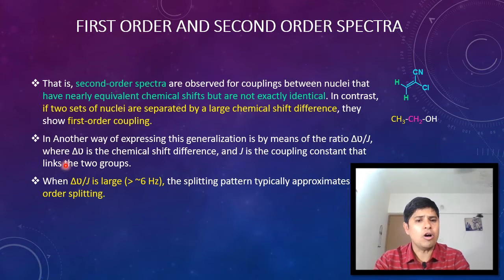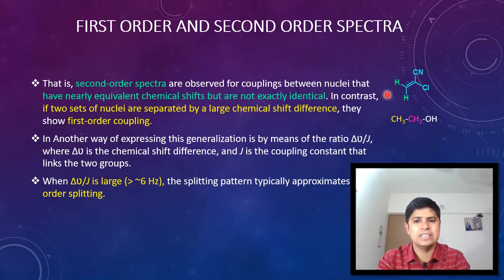Another way of expressing this generalization, first order or second order spectra, is by means of the ratio delta nu by J. Now what is meant by delta nu? Delta nu is the difference between chemical shifts. Suppose we are talking about the chemical shift difference between these two protons, that will be delta nu.